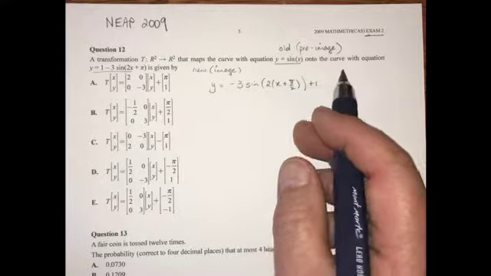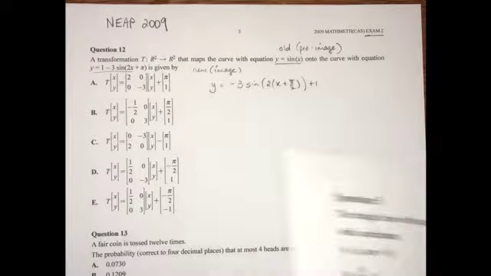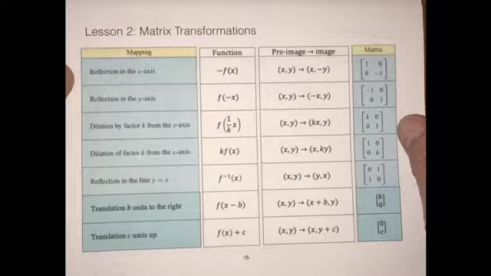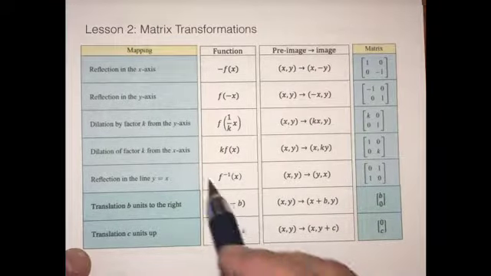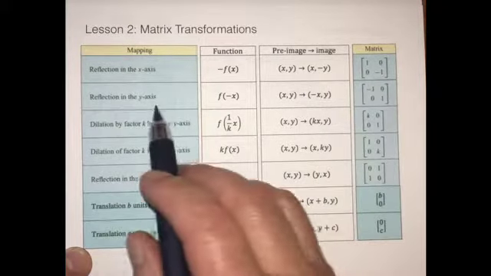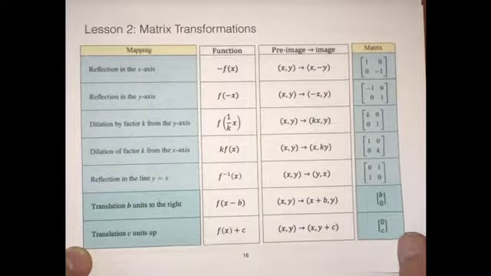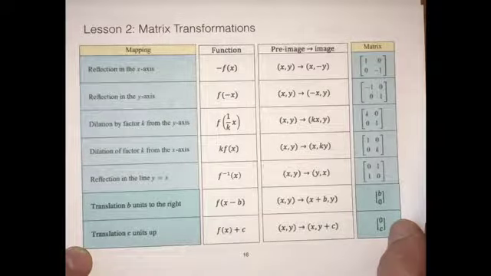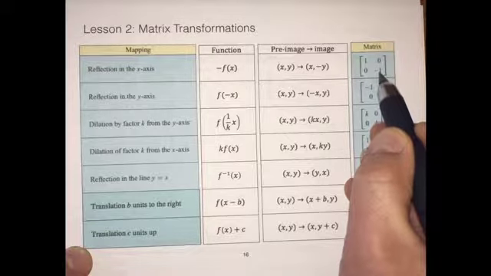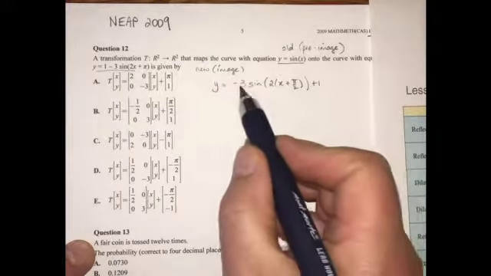So what sort of matrix creates that? I thought the best way to do that is to illustrate that with a table that we've seen before. So we can see here that if we have a reflection in the x-axis, that's the kind of matrix we're looking for. Reflection in y, dilation by a factor of k, etc. So what we're looking for is a reflection, this one. So we want a negative value at this part of the matrix. So that's that reflection there.